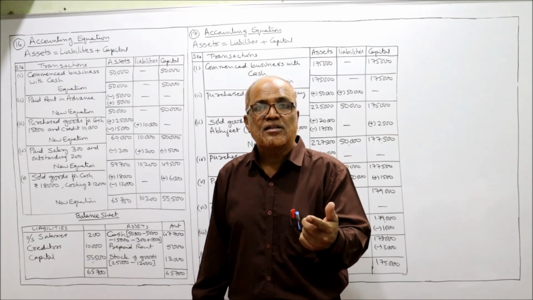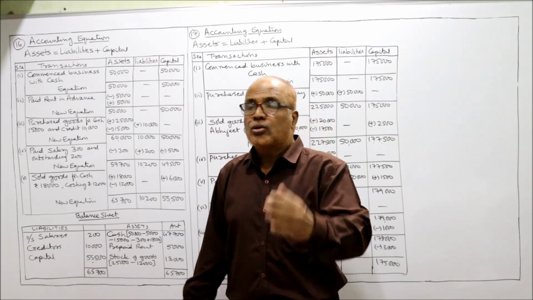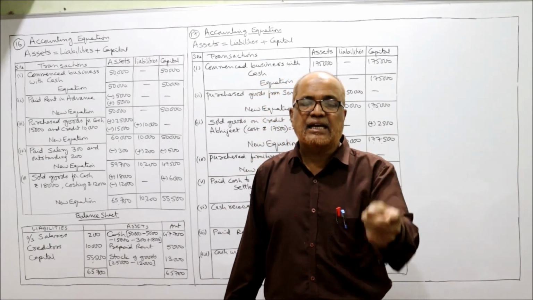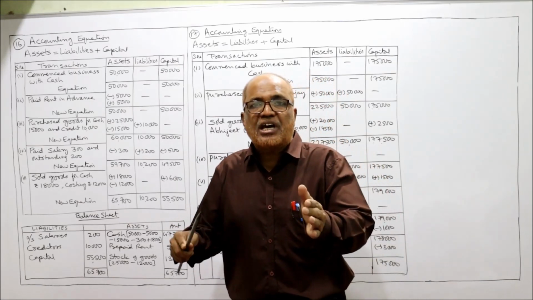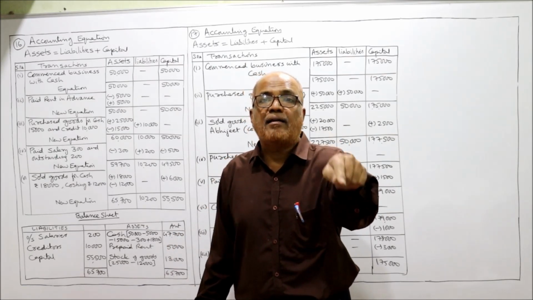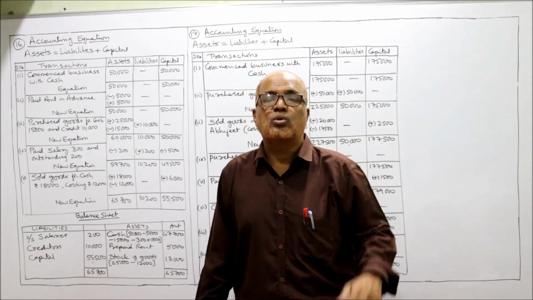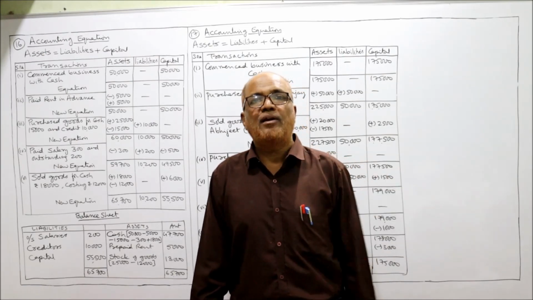Prepaid rent is an asset, so one asset will increase. By conducting this transaction, one asset increases and the other asset decreases. The asset which increases is prepaid rent, and the asset which decreases is cash, as cash goes out. Cash is being paid, 5,000.